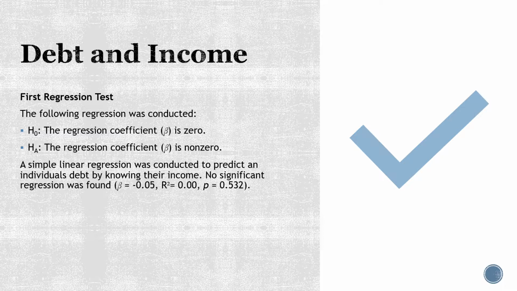No significant regression was found. By the results of beta equals minus 0.05, r squared equals 0.00, and the p-value equals 0.532.